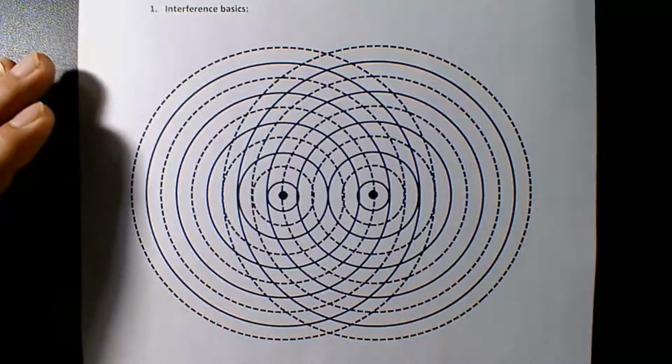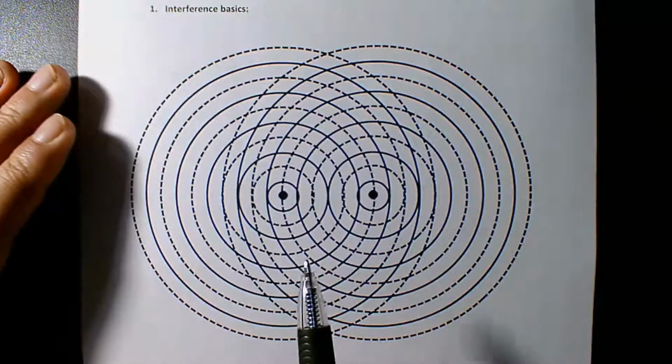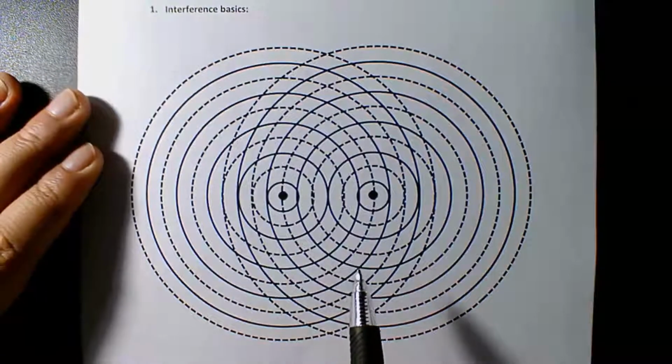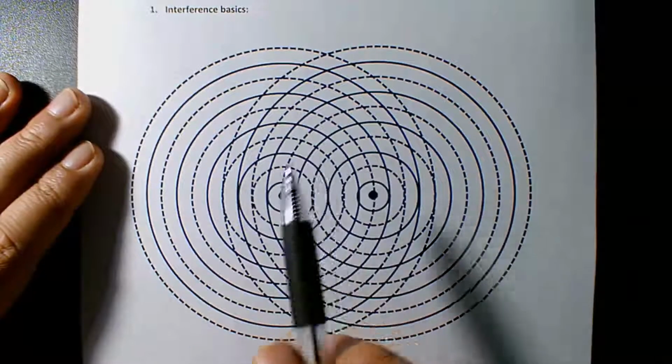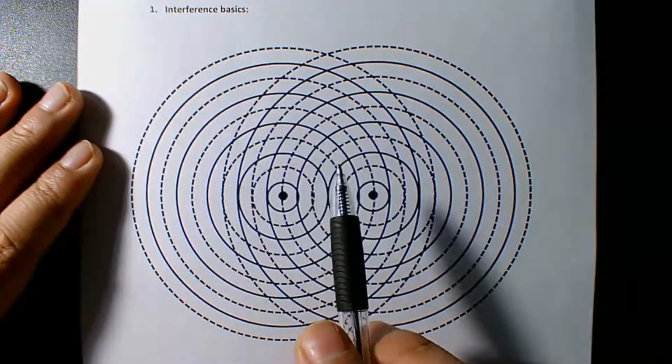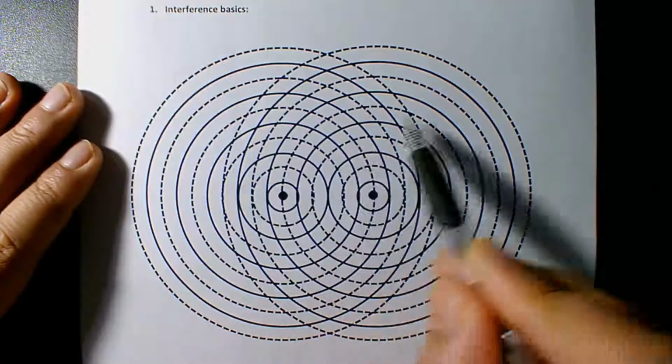I'm going to solve some problems on optical interference, but before that, let me first talk about some interference basics, basic ideas on interference. So suppose you have one source, it produces circular waves, and they spread out.